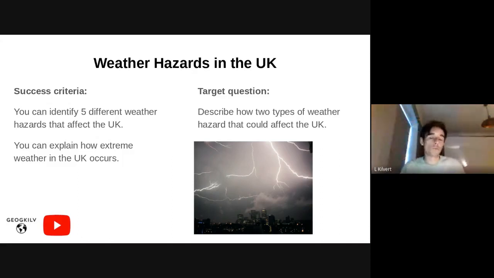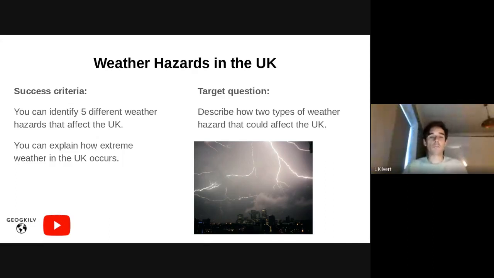Now, the last question on the Google form that you're going to be completing as part of this lesson is going to be the question that you can see up on your screen at the moment as your target question. And it says, describe how 2 types of weather hazard could affect the UK. So we're looking at 2 types of weather hazard in particular, and we're going to see if we can describe not just what the hazard is, but how it will impact upon people. And I'm going to talk a bit about how we can use connectives in order to be able to do that, to guide you through that process.